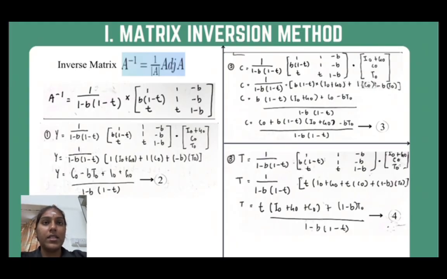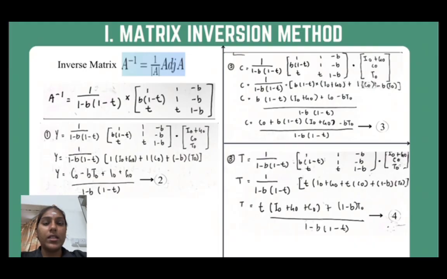First, we multiply the scalar of 1 over (1 minus b) times the quantity (1 minus t) by the result of our row-column multiplication. Inside the brackets, you can see we multiply 1 by the sum of I sub 0 and G sub 0, 1 by C sub 0, and negative b by T sub 0.